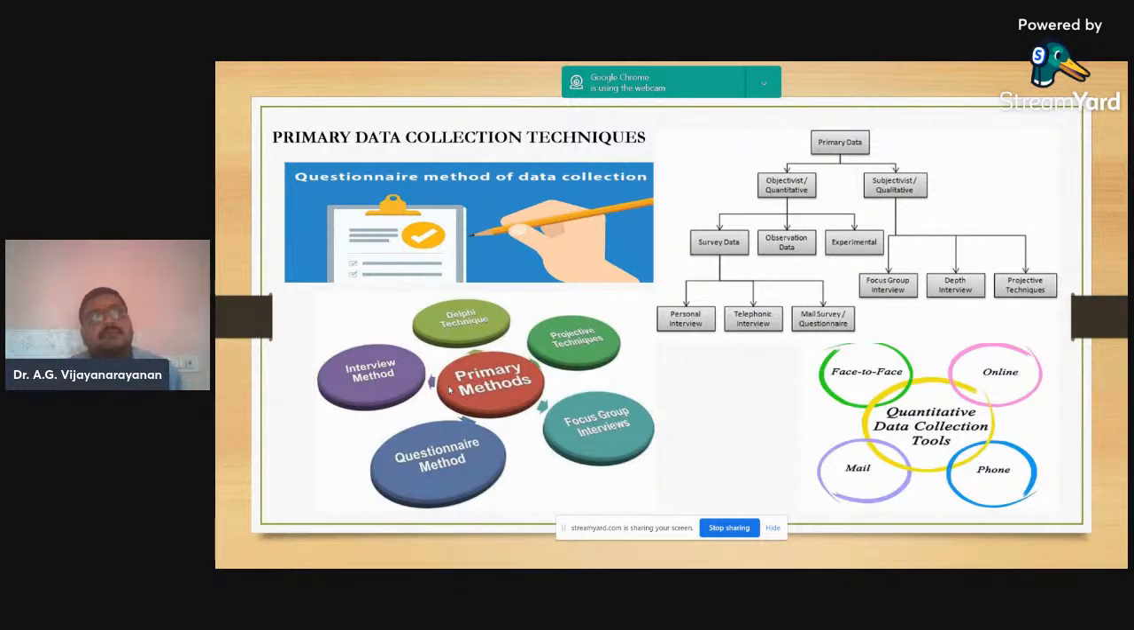Now if I'm doing some lab test, only observation will work. Questionnaire will not work. But today we are focusing on the questionnaire method. So I'll restrict my points only to the questionnaire and not anything else. Just give me a minute.